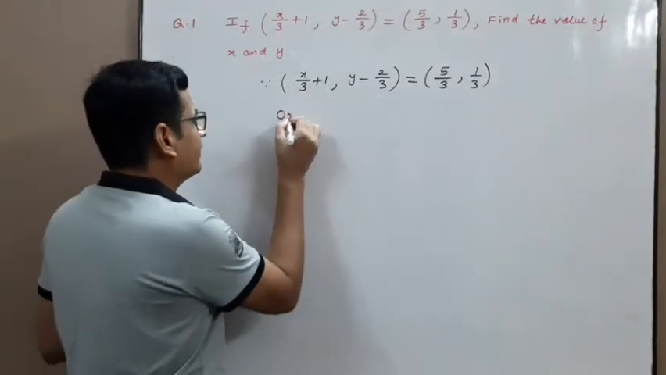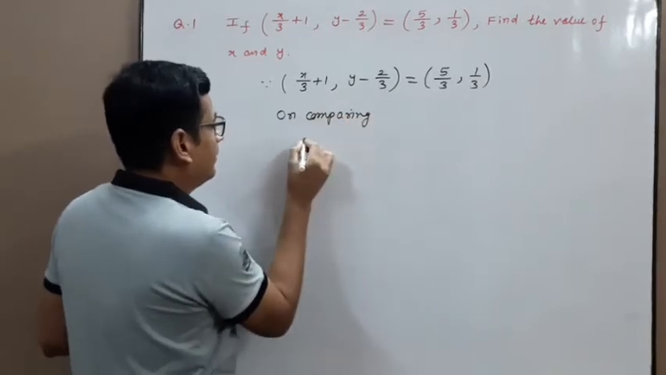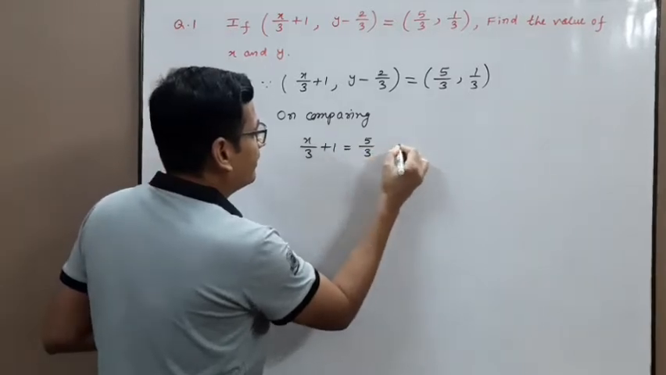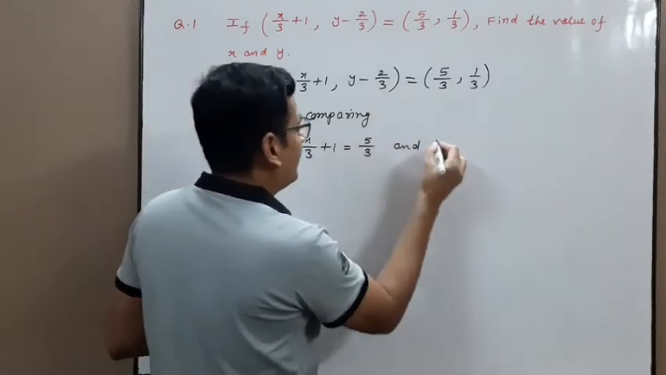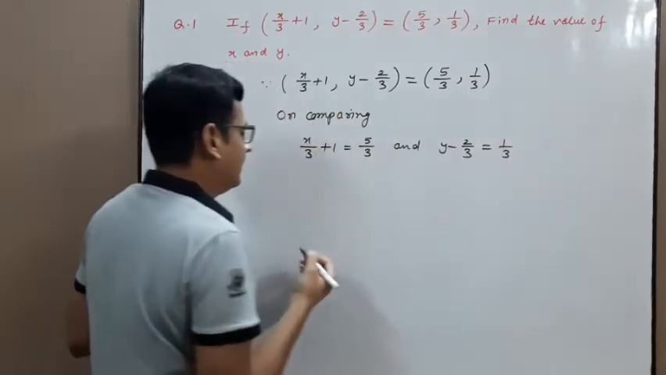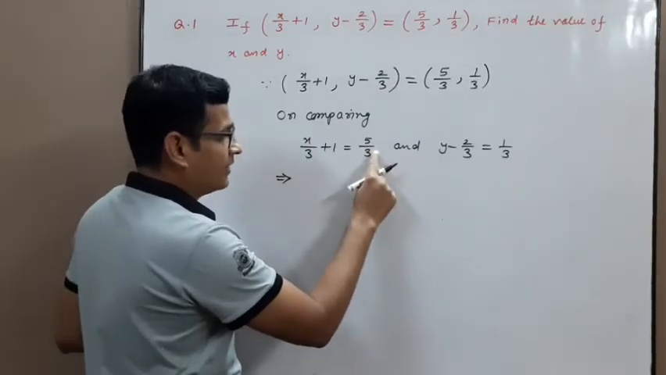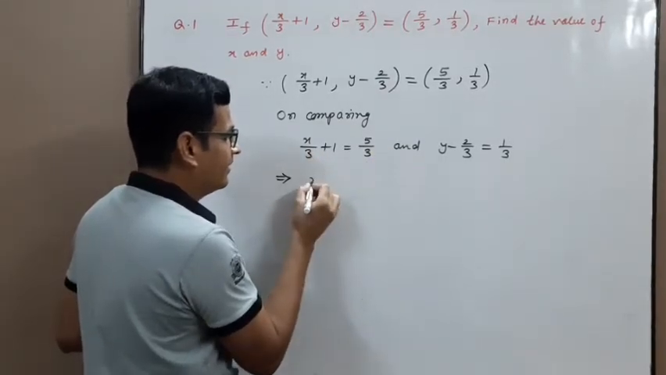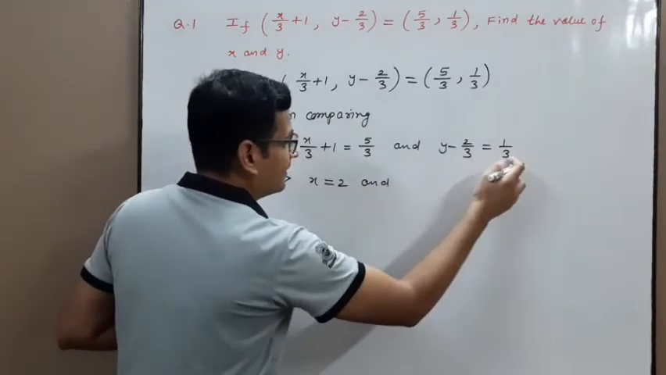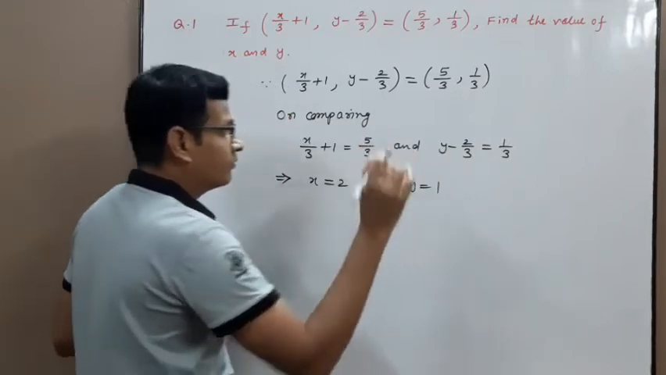So on comparing, x/3 + 1 equals 5/3 and (y - 2)/3 is equal to 1/3. Now simplify this. 5/3 minus 1 is 2/3, so 3 and 3 cancel. So x equals 2. And (1/3) + (2/3) is 1. So y equals 1.